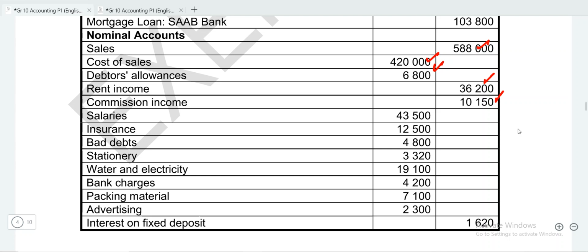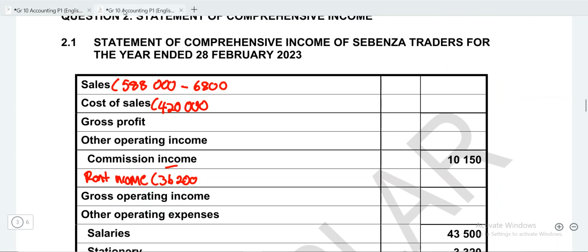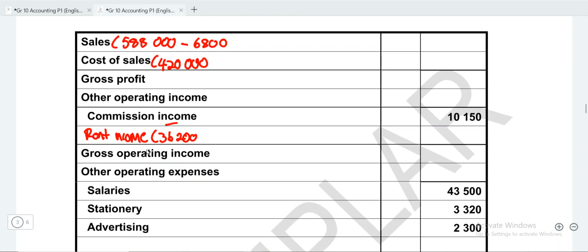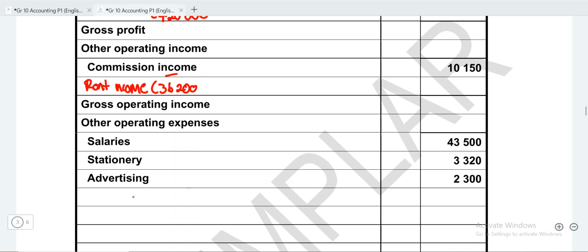Now we also have salaries here of 43,500. So it was recorded for us, so we can leave it. Next we have insurance for 12,500. So this insurance for 12,500, we check if they recorded it for us. So they did not. So we'd have that insurance, and then we'd have that 12,500 here.